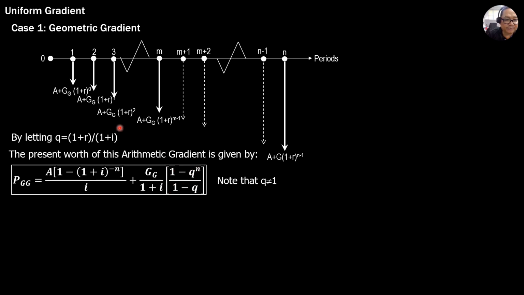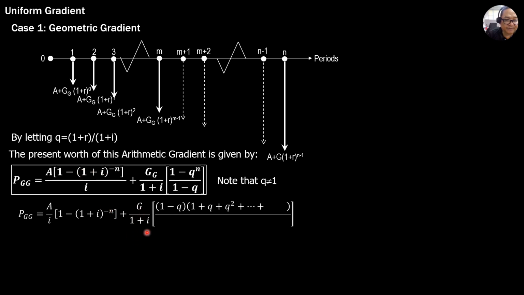This is the present worth of just the portion where we have the geometric gradient. This is the present worth of the uniform payments, or present worth of annuity, remember. Then P sub Gg is A over I quantity 1 minus quantity 1 plus I to the negative n, which is that 10 plus G over 1 plus I.